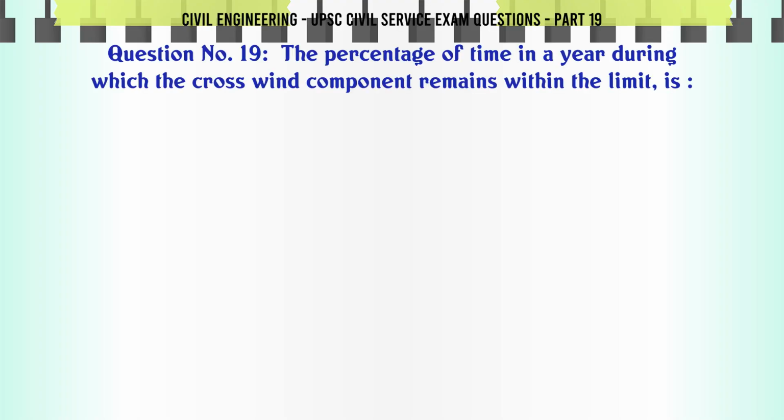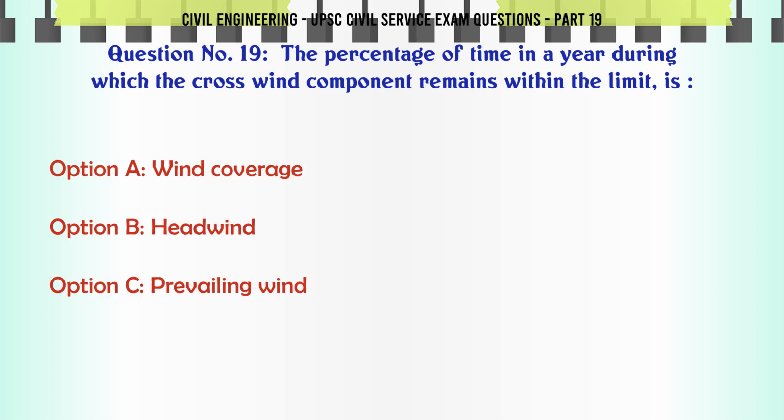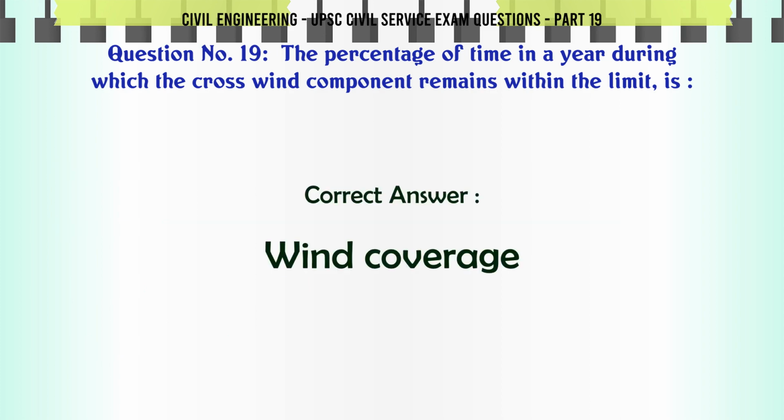The percentage of time in a year during which the cross-wind component remains within the limit is A. Wind coverage, B. headwind, C. prevailing wind, D. cross-wind. The correct answer is wind coverage.